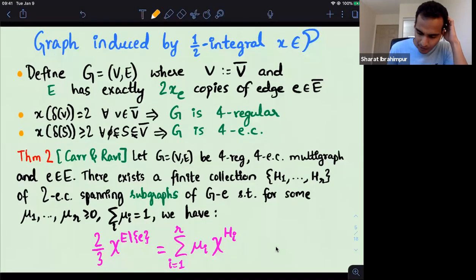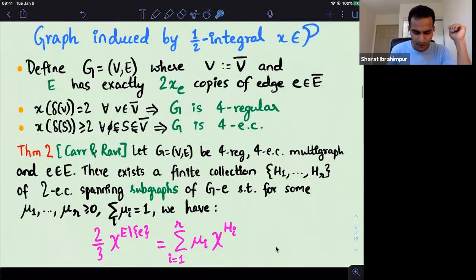So what we do is we take a half integral point X, and then we define this graph G that is induced by 2 times X. So observe that 2 times X is integral. So what we can do is we can construct this graph G, which has the same vertex set as G bar. And the edge set E is defined as follows. We take exactly 2 times x_e copies of an edge e in E bar. And observe that because the degree constraints are satisfied by X, x of delta(v) is exactly 2, this graph G is 4 regular. And because the subtour constraints are satisfied by X, we get that G is 4-edge connected.